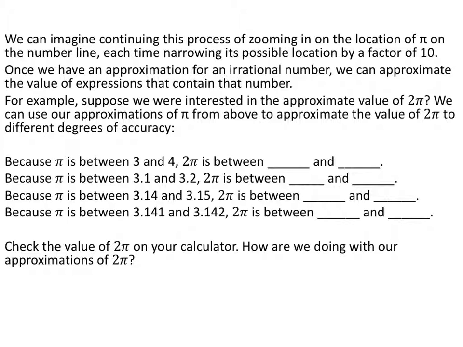We can imagine continuing this process of zooming in on the location of pi on the number line, each time narrowing its possible location by a factor of 10. So that's tenths, hundredths, thousandths, and so forth. Once we have an approximation for an irrational number, we can approximate the value of expressions that contain that number. For example, suppose we were interested, for some reason, in the approximate value of 2 pi, because 2 is better than 1. We can use our approximations of pi from above to approximate the value of 2 pi to different degrees of accuracy.